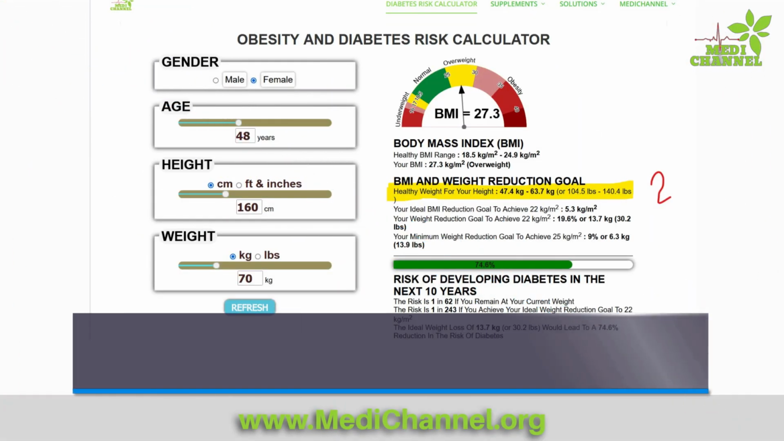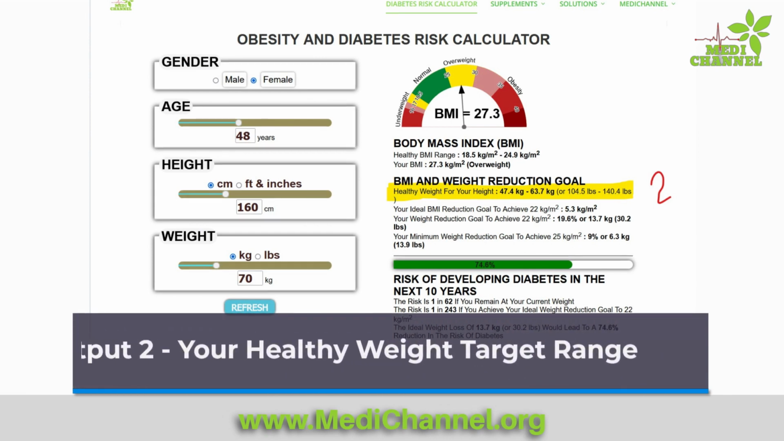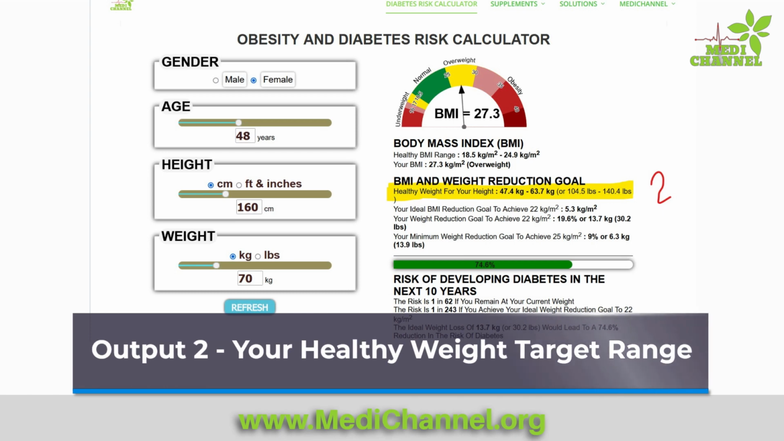Output 2, your healthy weight target range. This calculation discovers the weight range that's right for you to lower your diabetes risk. In this example, your healthy weight for your height is in the range of 47.4 kilograms to 63.7 kilograms, or 104.5 pounds to 140.4 pounds.